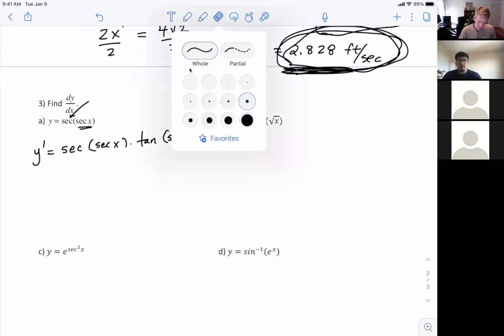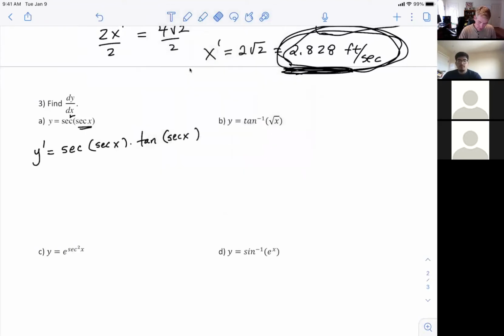And now we're not quite done, because then the chain rule would say, hey, you never took the derivative of this secant that's inside the parentheses. So then do the chain rule. And the derivative of that secant would be secant of x times tangent of x.